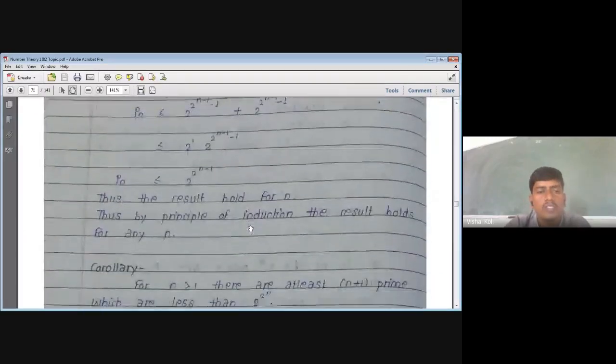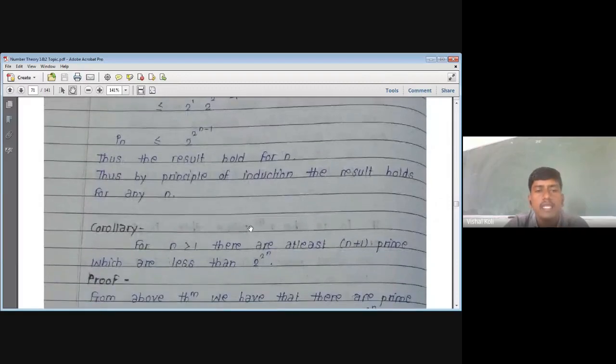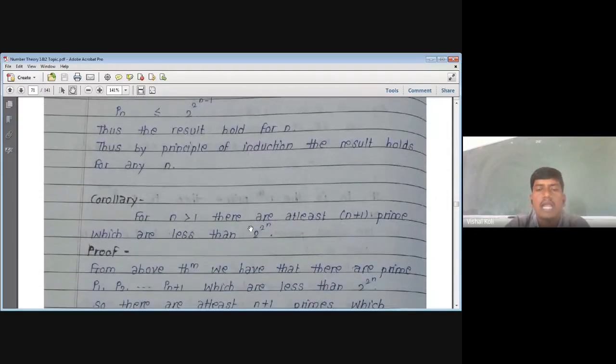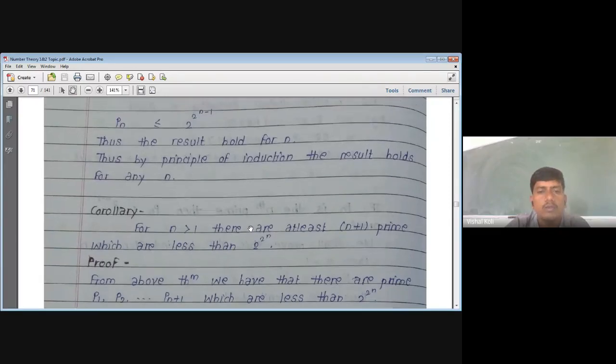Now, from this theorem, there is one corollary. For any integer n greater than 1, there are at least n plus 1 primes which are less than 2 to the power 2 raised to n.